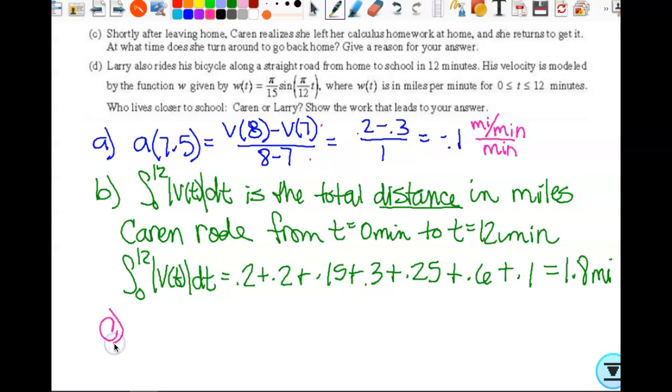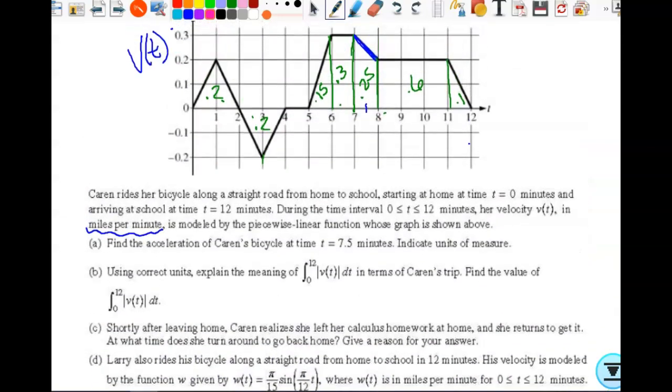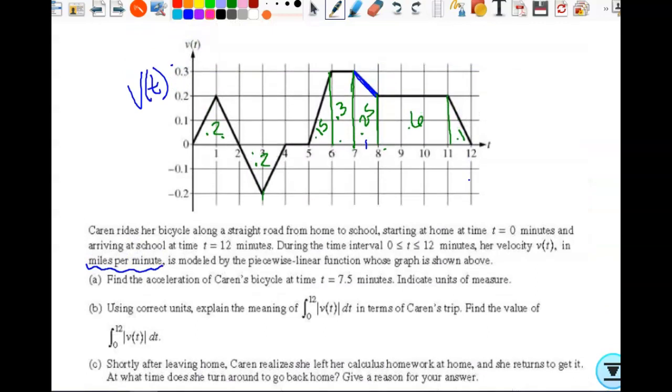On C, it says, shortly after leaving home, Karen realizes she left her calculus homework at home, and she returns to get it. At what time does she turn around and go back home? And give a reason for your answer. When does she turn around and go back home? At minute 2. How do you know that? How do you know she's going left? V of t is negative. So this is where she turns around and goes home because velocity changes from positive to negative.